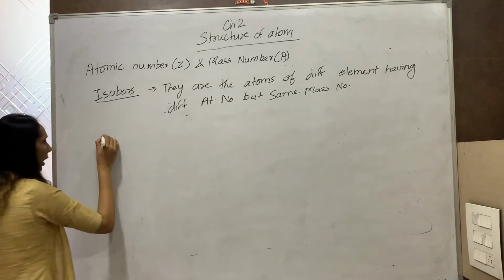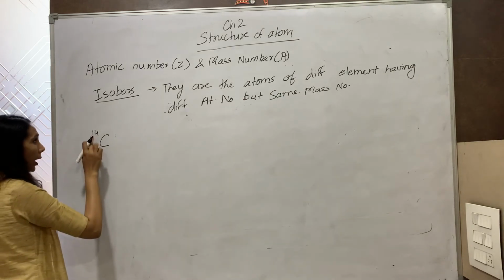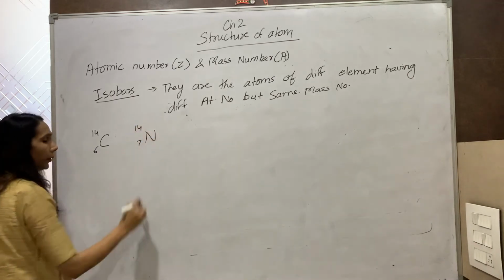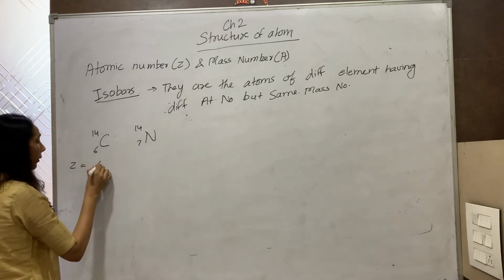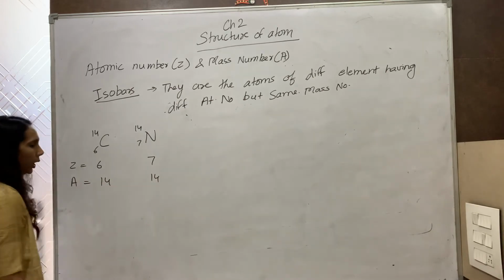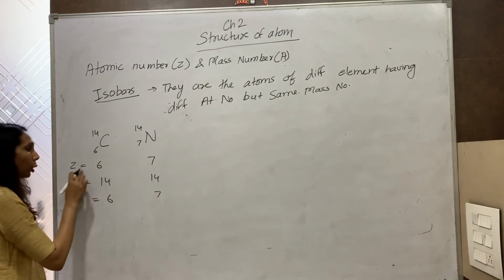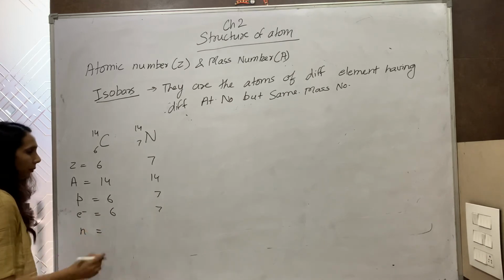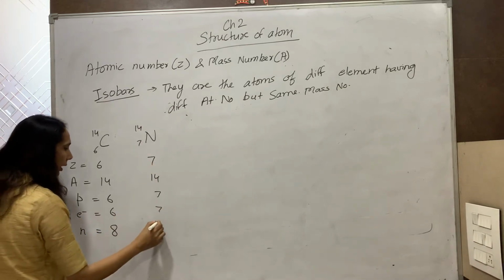One of the isotopes of carbon, carbon 14, has got the mass number 14, and nitrogen 14. They are the atoms of different elements. Z for them is different, 6 and 7. But A, that is mass number for them, is same, 14 and 14. Number of protons, obviously that will differ, 6 and 7, because number of protons are equal to Z. Electrons, different. Number of neutrons, 14 minus 6, that is 8. 14 minus 7, that is 7.